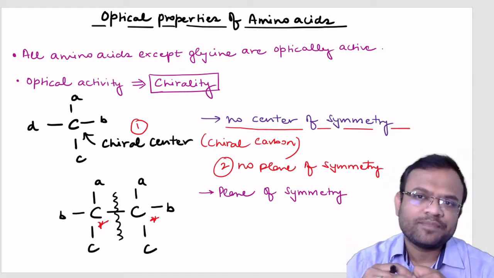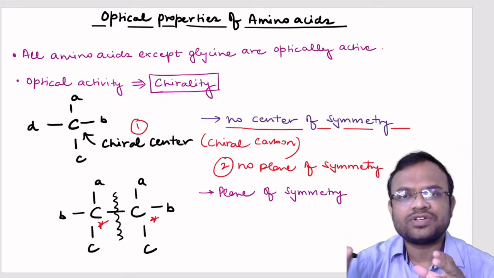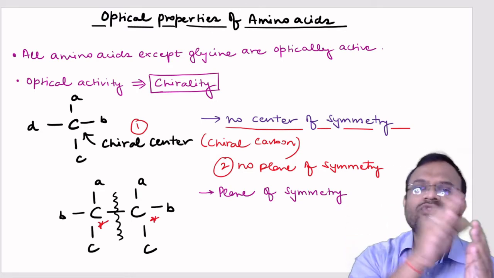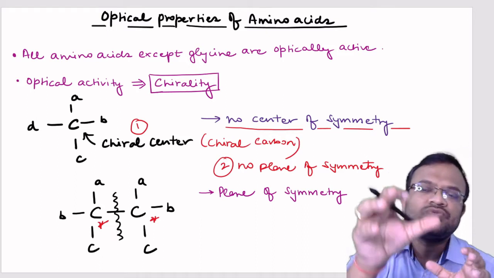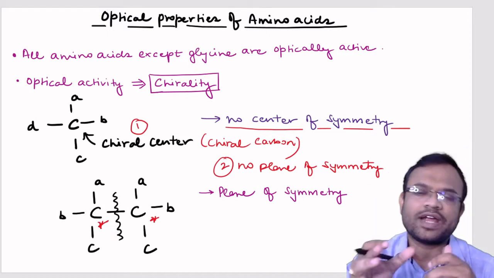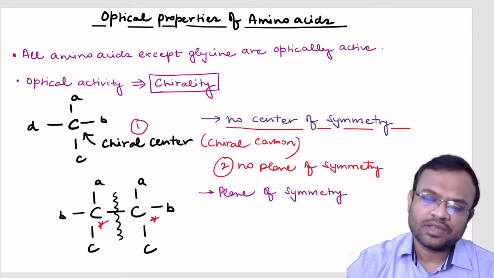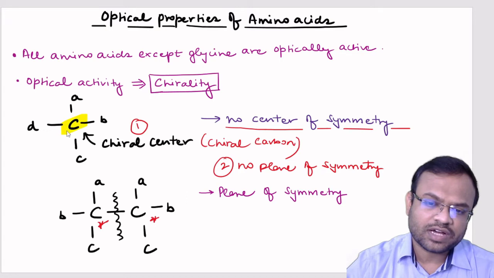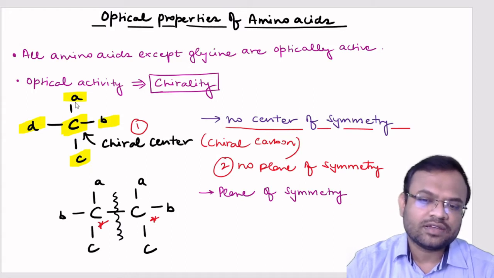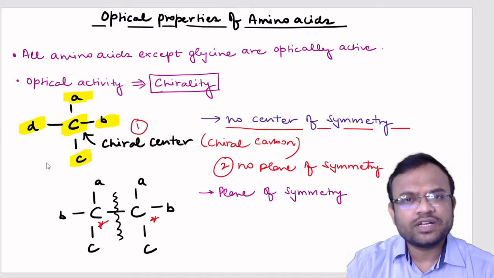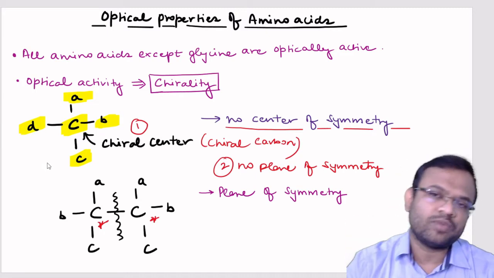What is chirality? Chirality is the condition when all the four valencies of a carbon are attached to different elements or atoms. For example, if you see on your screen, you can see this structure. This is a carbon, and attached to this carbon are different elements A, B, C and D. You can see over here A, B, C and D. So these are the different elements that are attached to carbon.